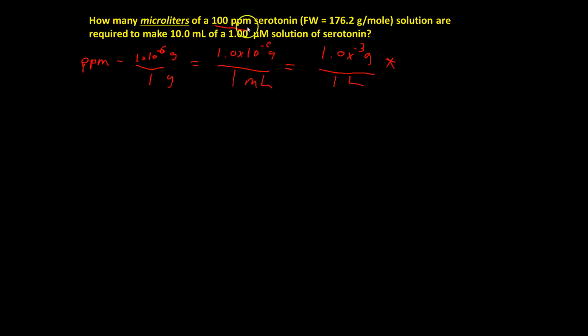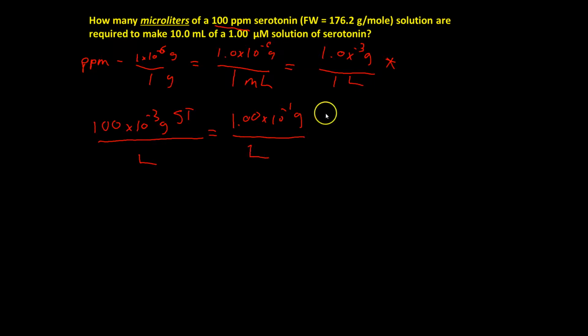So if we know we have 100 ppm serotonin, then that would just be 100 times 10 to the minus 3 grams serotonin. I'm just going to call this ST, serotonin, per liter. This thing is also equal to 0.100 grams per liter, if we're just moving the decimal point over. Either way, these both mean the same thing. And so we want to convert that into molar units.